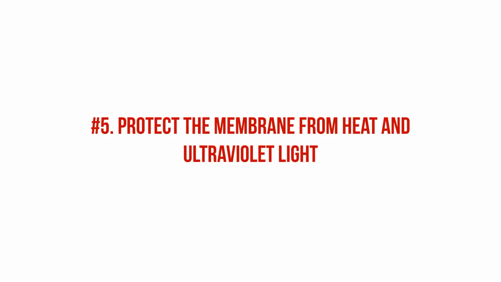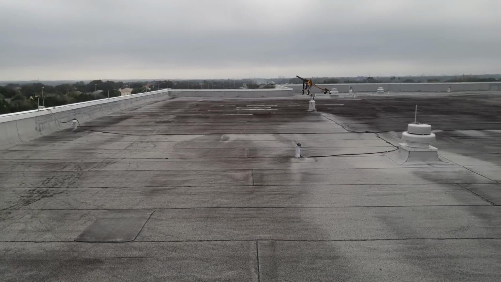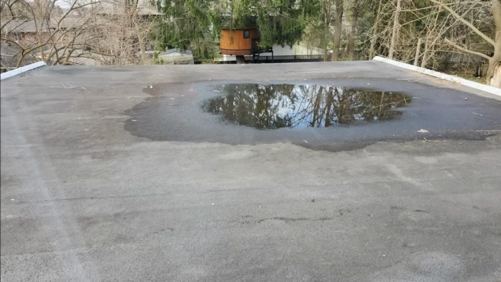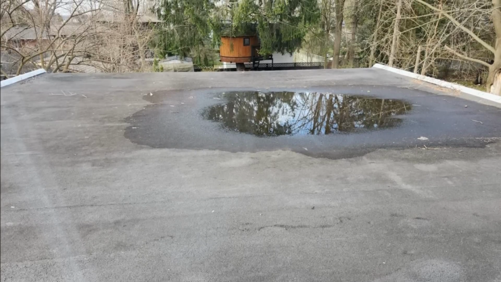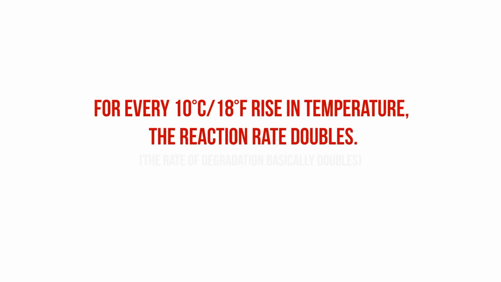Finally, our last essential to a successful flat roof is protecting the membrane and the seams from the damaging effects of heat and ultraviolet light. When combined with water, these damage functions are what deteriorate all building materials very rapidly, as the effects of these damage functions can exponentially increase the rate of degradation. For every 18 to 20 degrees Fahrenheit rise in temperature, the reaction rate effectively doubles.